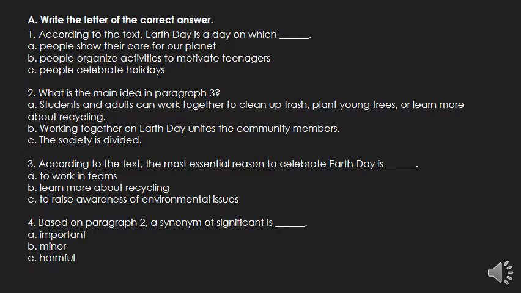What is the main idea of paragraph 3? Students and adults work together to clean up trash. Working together on Earth Day unites the community members. Of course, this is it.